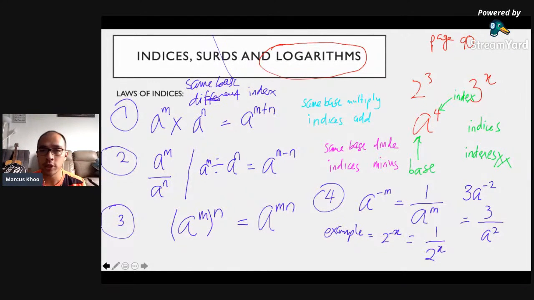Okay, if you want to be a good musician, you have to practice a lot. If you want to be a good actor, you have to practice a lot. Same thing with maths, and especially with this chapter. If you want to be good at this chapter, you have to do a lot of practice.